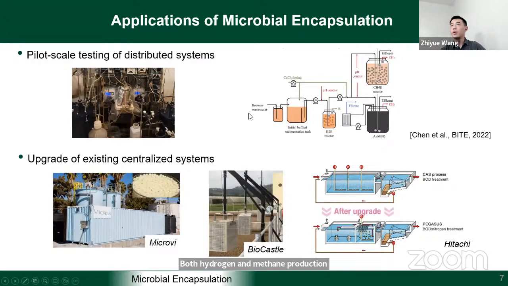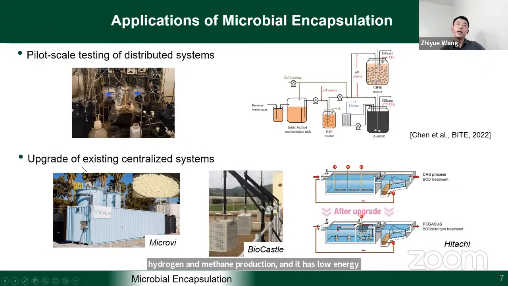In this case, this is also from Dr. Novak's group, showing a treatment of brewery wastewater. In this case, they demonstrated that the encapsulated system has a faster startup rate than a membrane type reactor that's running in parallel. And this encapsulation reactor is used for both hydrogen and methane production, and it has shown low energy demand and capital costs. At the same time, it doesn't require membrane cleaning.